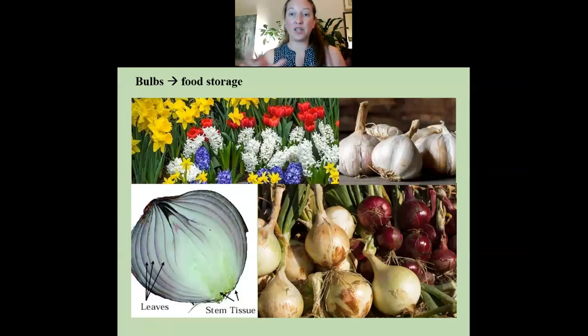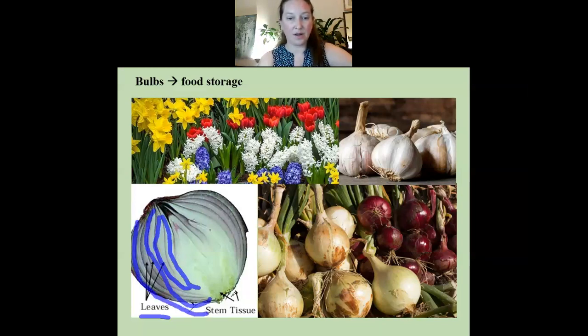Some leaves have actually evolved for food storage. So believe it or not, an onion is actually leaves. Each of these parts of an onion, it's labeled for you here, leaves. Each layer of an onion is actually a leaf, believe it or not. It's true. And the stem tissue of the onion is only at the very, very bottom.